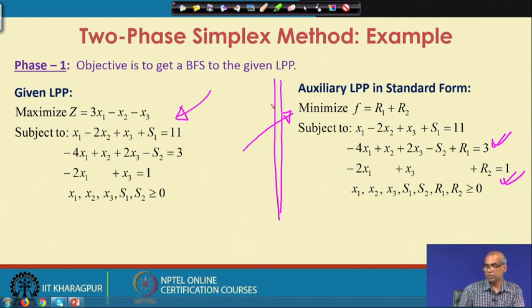Since artificial variables are constrained to be greater than or equal to 0 in the auxiliary problem, you will get the minimum f when both R1 equal to 0 and R2 equal to 0, because R1 is greater than or equal to 0, R2 is greater than or equal to 0, both are constrained to be non-negative. So, the sum R1 plus R2 will be minimum when R1 and R2 are individually 0.